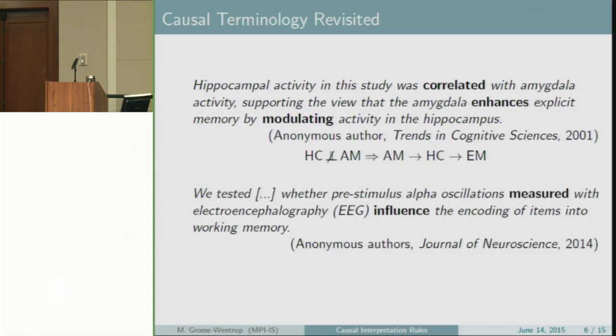For this other study, we tested whether pre-stimulus alpha oscillations measured with electroencephalography influence the encoding of item working memory. That translates to alpha power and working memory are dependent. Hence, the authors conclude alpha power is a cause of working memory. And now the rest of the talk will be asking, are such statements correct? When are they correct? And if we can't say anything, what can we do about that?